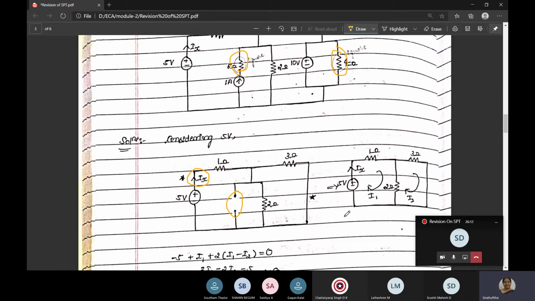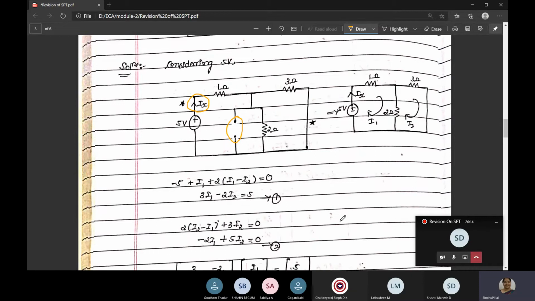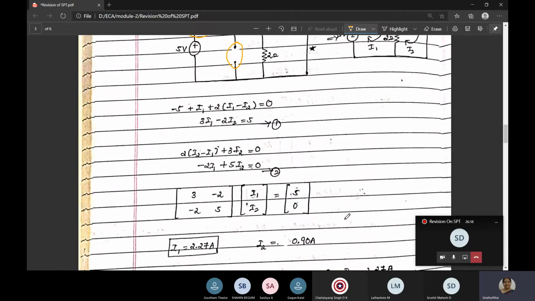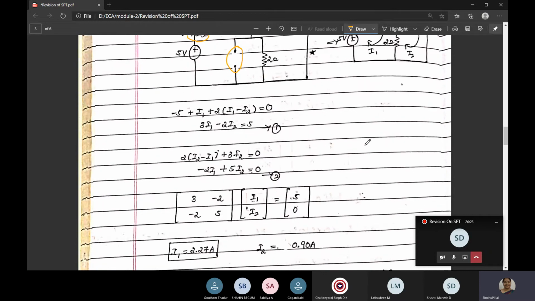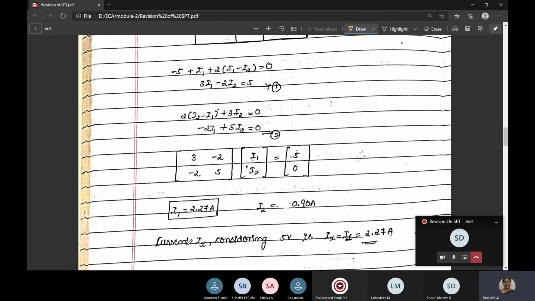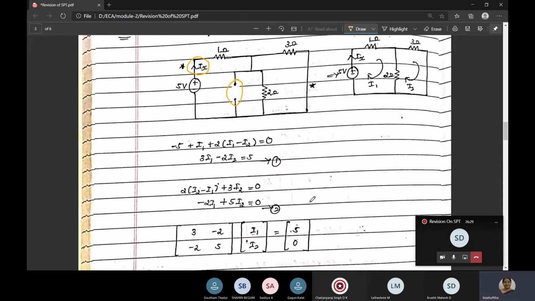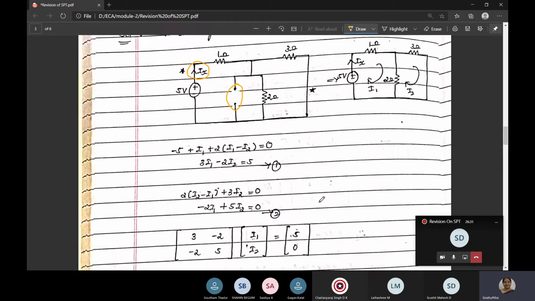So two loops, I1 and I2. Just write the loop equations for both. Getting the two currents I1 and I2, you will get the answer. Ix is nothing but I1. So I1 is the answer. So current Ix is 2.27 amps when you consider the first one, that is 5 volts.